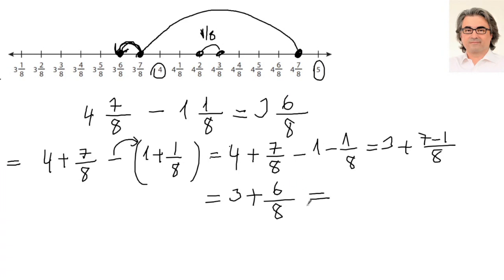And we may write this in mixed form like this, 3 and 6 over 8. We know from the definition that writing is not hard for us. Now let's continue with the next page.